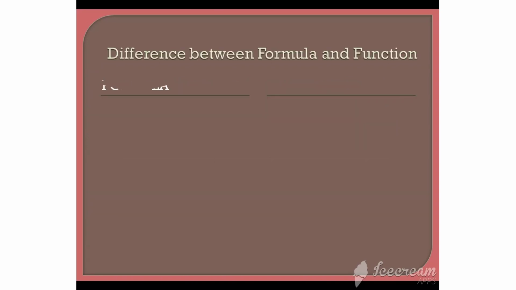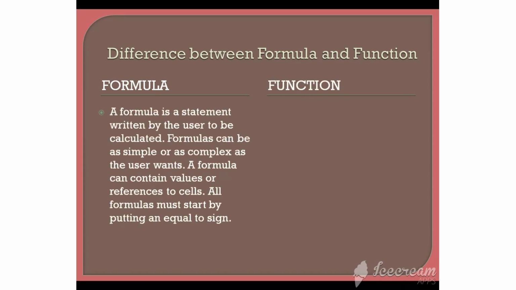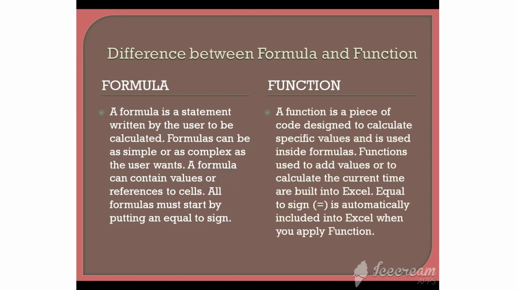Let's have a look at the difference between a formula and a function. A formula is a statement written by the user to be calculated. A formula can be as simple or as complex as the user wants. A formula can contain values or references to cells. All formulas must start with an equal to sign, whereas a function is a piece of code designed to calculate specific values and is used inside formulas.